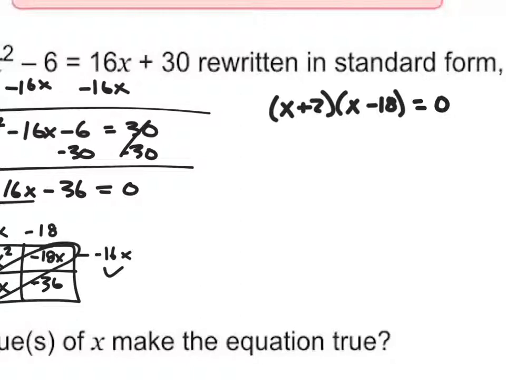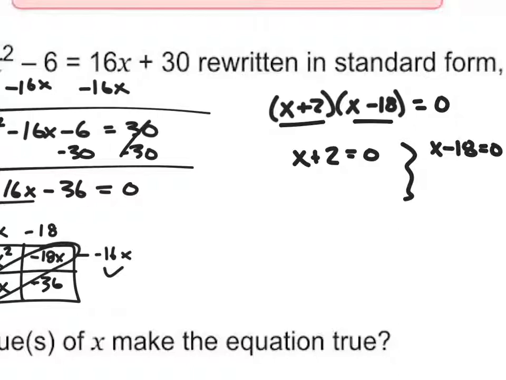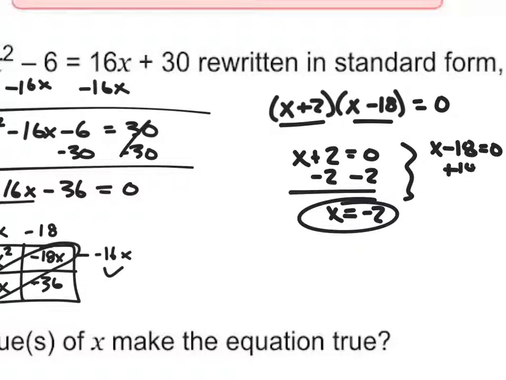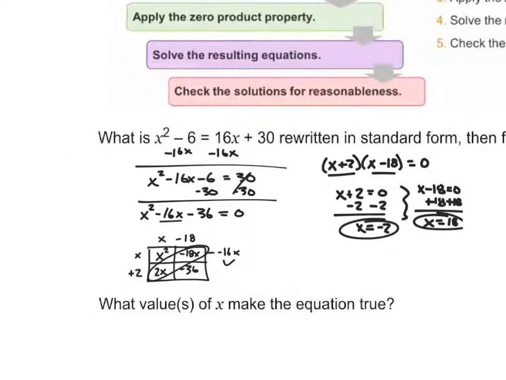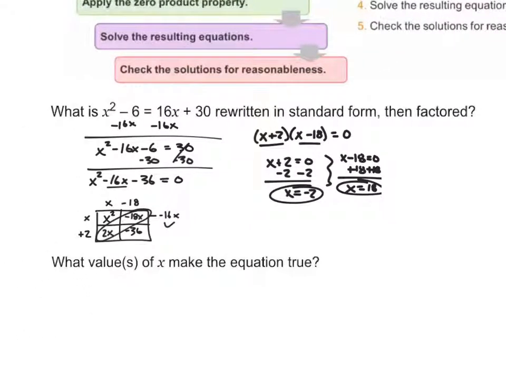So now that we've factored this, we're going to set each of these equal to 0 and solve. So I got x plus 2, set that equal to 0. I'm going to do x minus 18 and set that equal to 0. Subtract 2 from both sides, and as a result, I'm going to get that x is equal to negative 2. Here I'm going to add 18 to both sides, so I'm going to get that x is equal to positive 18. Okay, so at this point, we've solved this, right? And this is what they wanted us to do, then factored. And then it says, what values of x make this equation true?